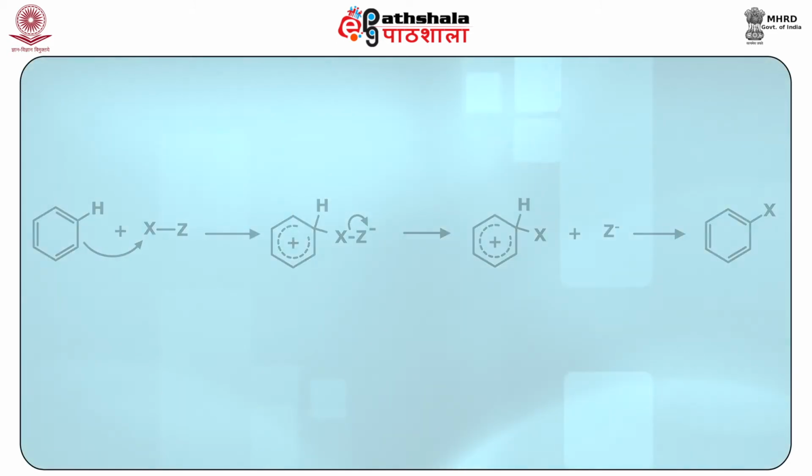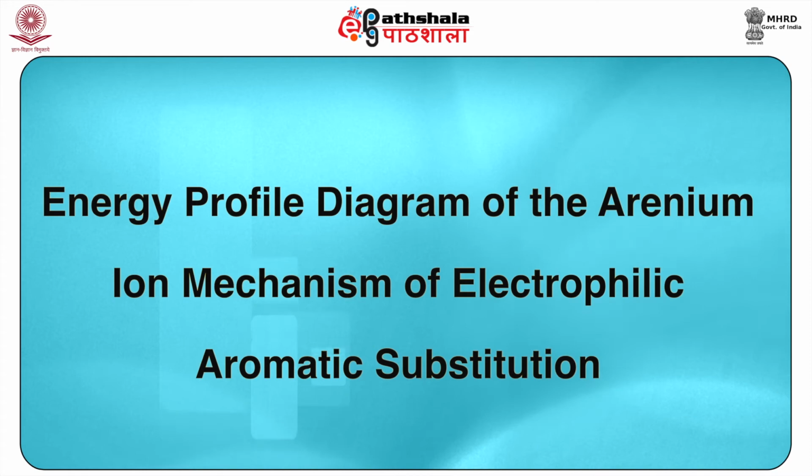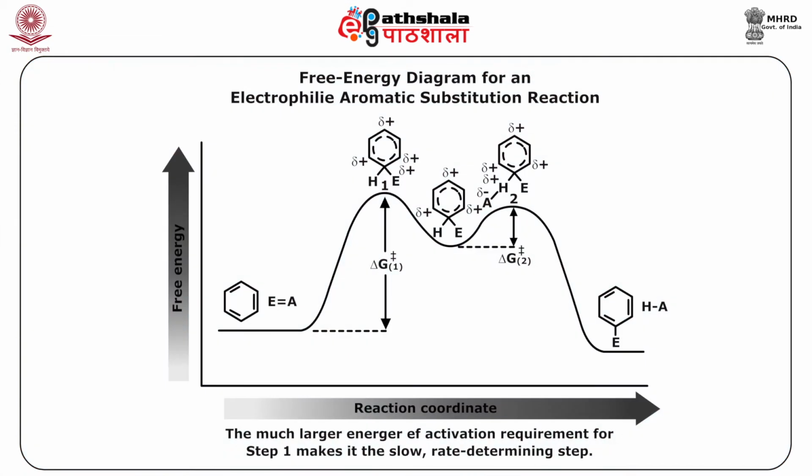What is the difference? Now let us come to the topic of energy profile diagram of the Arenium ion mechanism of electrophilic aromatic substitution. Now we have stated that the first step is a slow step and is a rate determining step. However, the second step is generally faster than the first step. Now as you can see here, it's a slow step and thus its free energy in the diagram is high, and the second step is a fast step. So briefly, I'll just put the points.